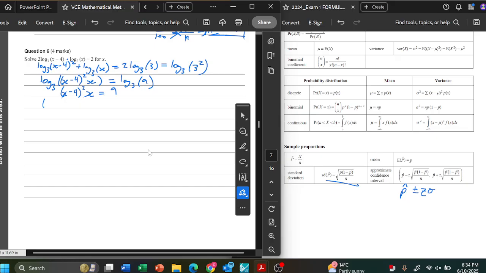So first up, this square here is x squared minus 8x plus 16, times x is equal to 9. Then we can expand this fully and then minus 9 from both sides. So this is x cubed minus 8x squared plus 16x minus 9 is equal to 0. All right, so that was our first step, I suppose.